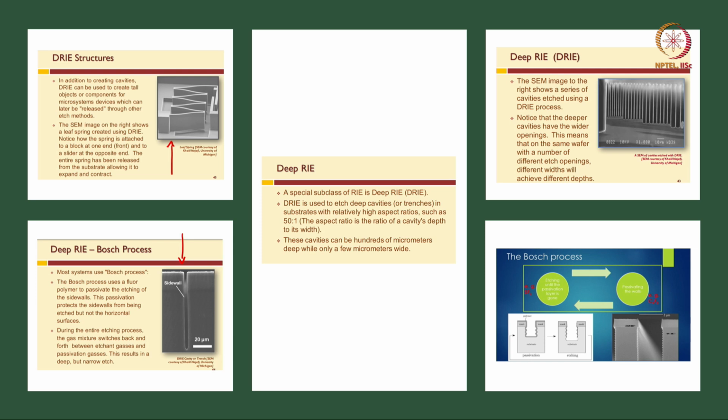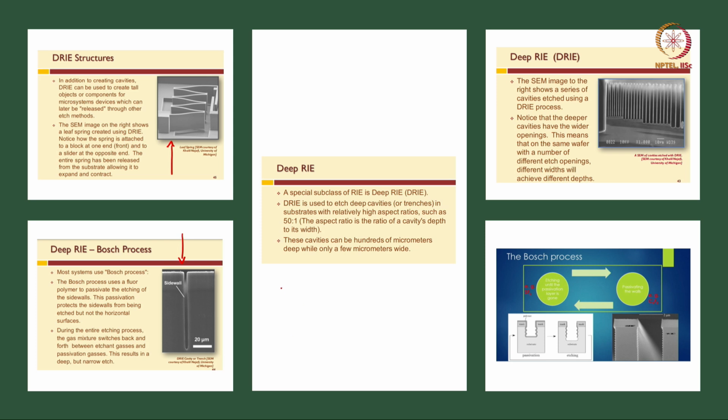Most systems use the Bosch process, which is why it is also called Bosch etching, where a fluoropolymer passivates the side walls. The passivation protects the side walls from being etched, but not the horizontal surfaces. During the entire etch process, the gas mixture switches back and forth between etchant gases and passivation.